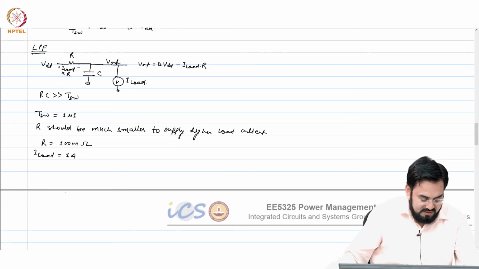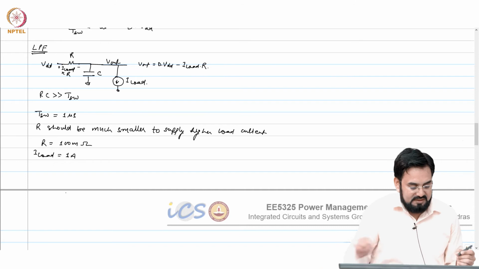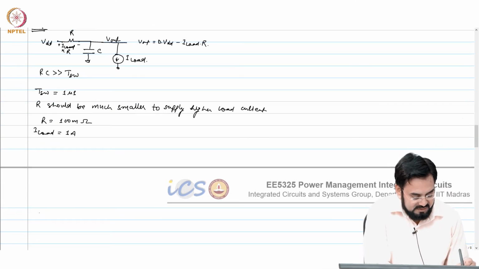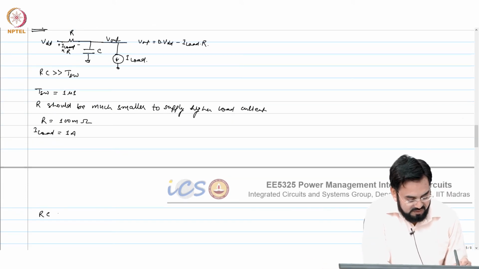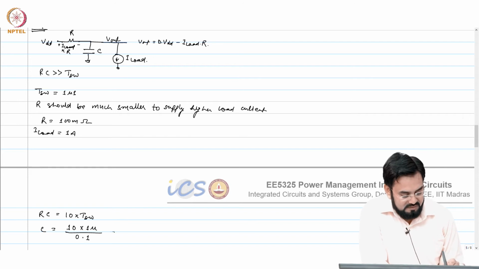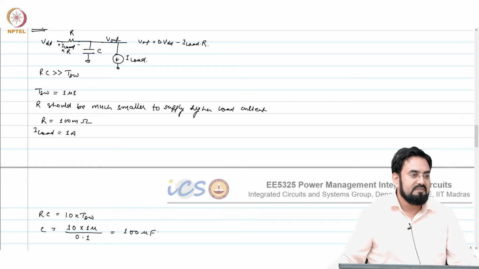which is okay. Now let's say you want an RC time constant of 10 times TSW. Let's calculate the value of C. 10 into 1 micro over 0.1. What is this value? 100 microfarad.